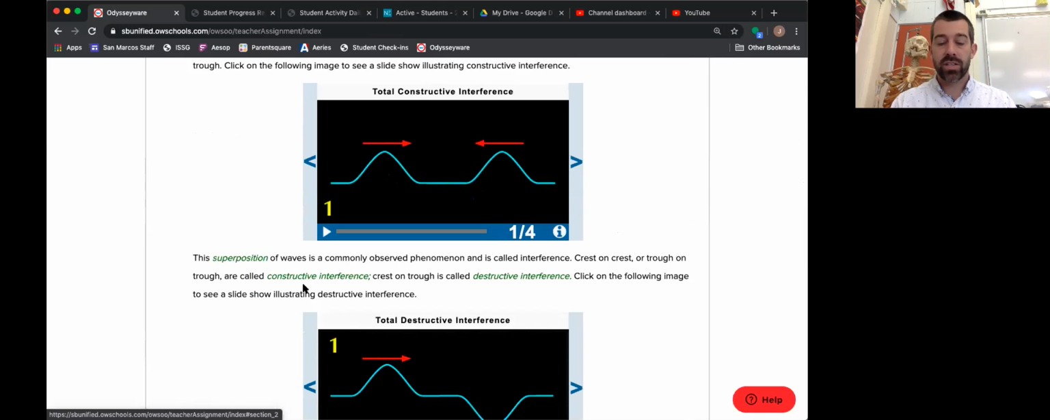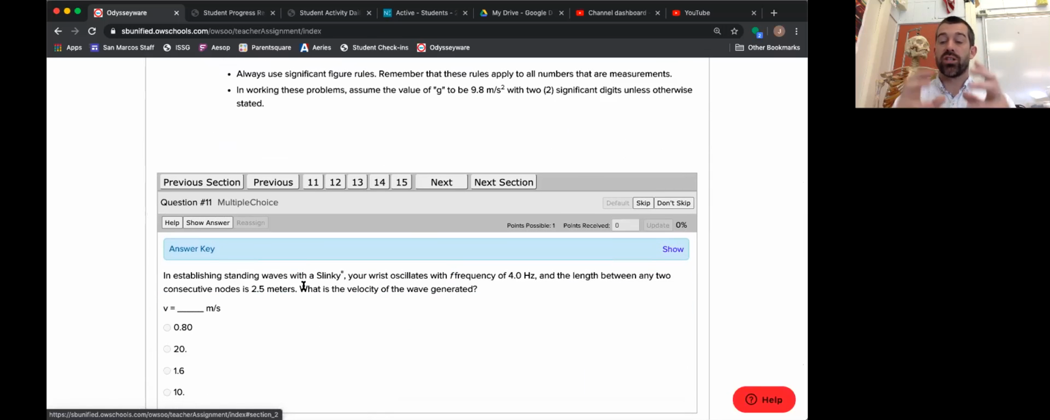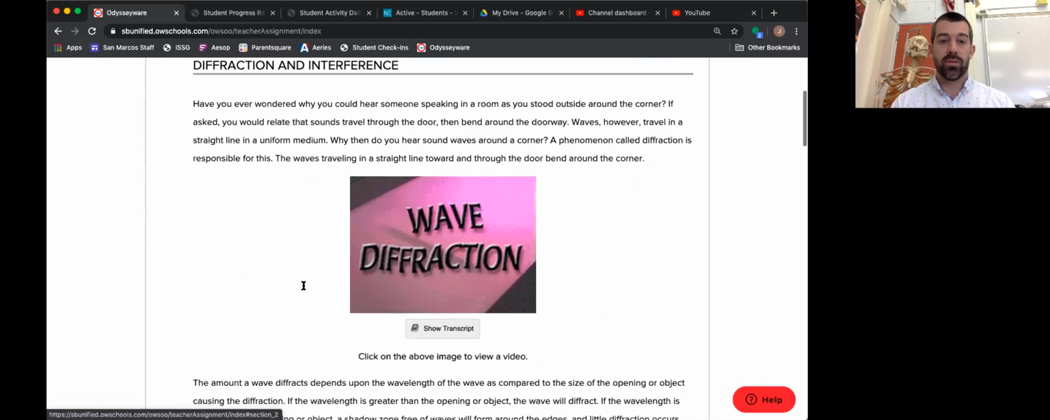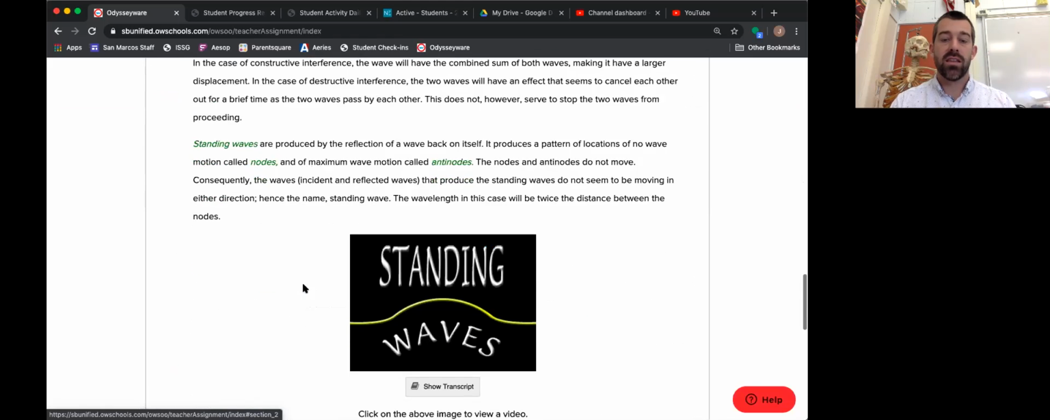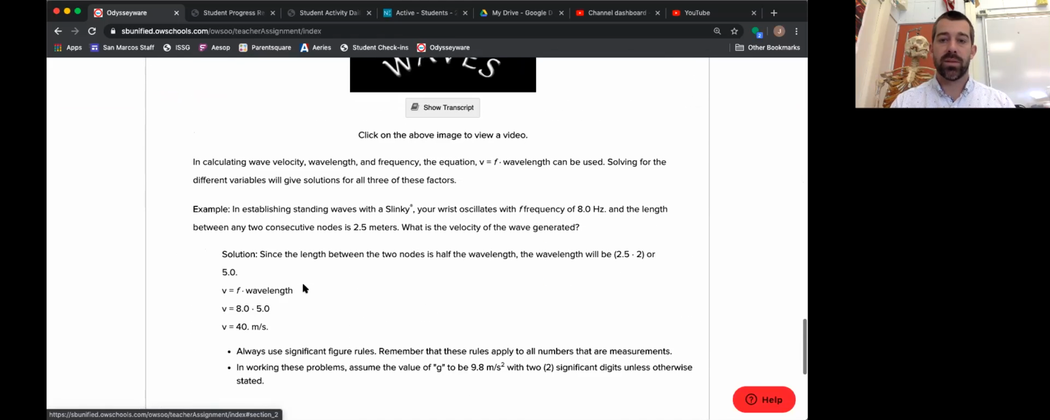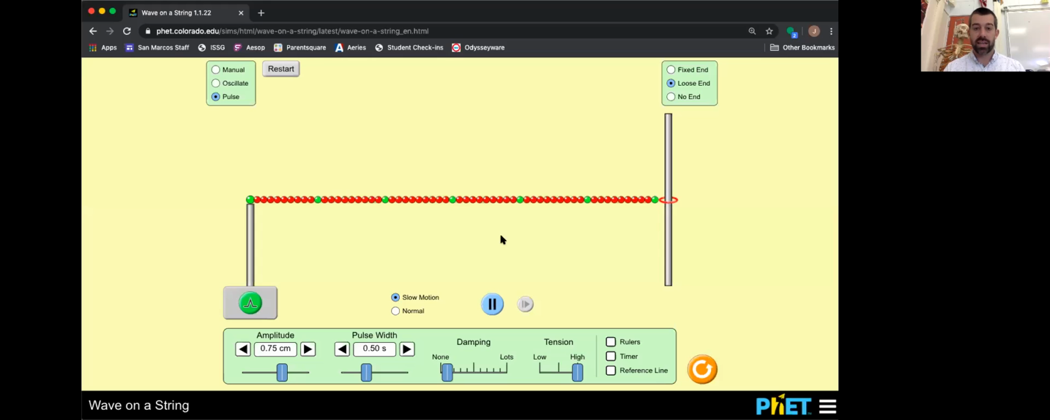In these other sections, the biggest thing I really wanted to focus on, if you actually look at the questions for section number 3, it has a ton of information about diffraction and interference. And if you're getting ready to do your vocab, you want to know what those words mean. But what I'm going to focus on is this very bottom part that talks about standing waves. I'm going to show you what a standing wave is really quick, and then we're going to talk about how to do calculations for standing waves in just a second.